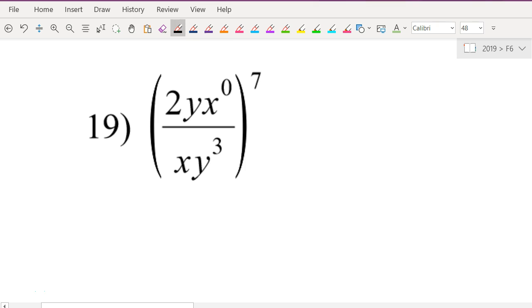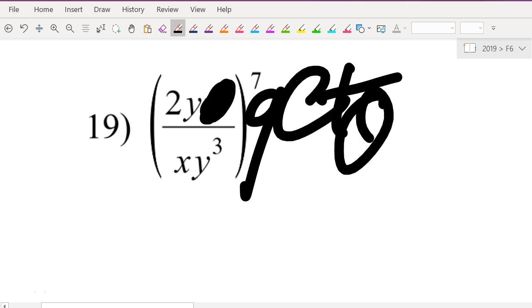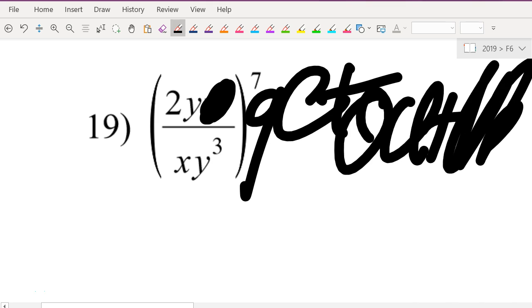Oh, yeah. Cross out the 0 exponent. The one with the exponent, we just get rid of it. We say, hey, get out of here, 0 exponent. We don't want you here, Mr. Zero. Get out of here. Get out.